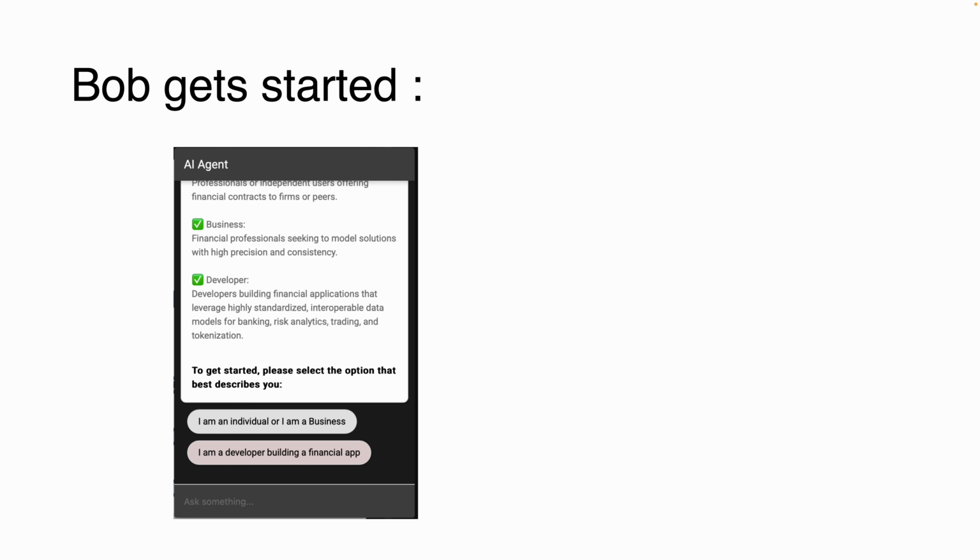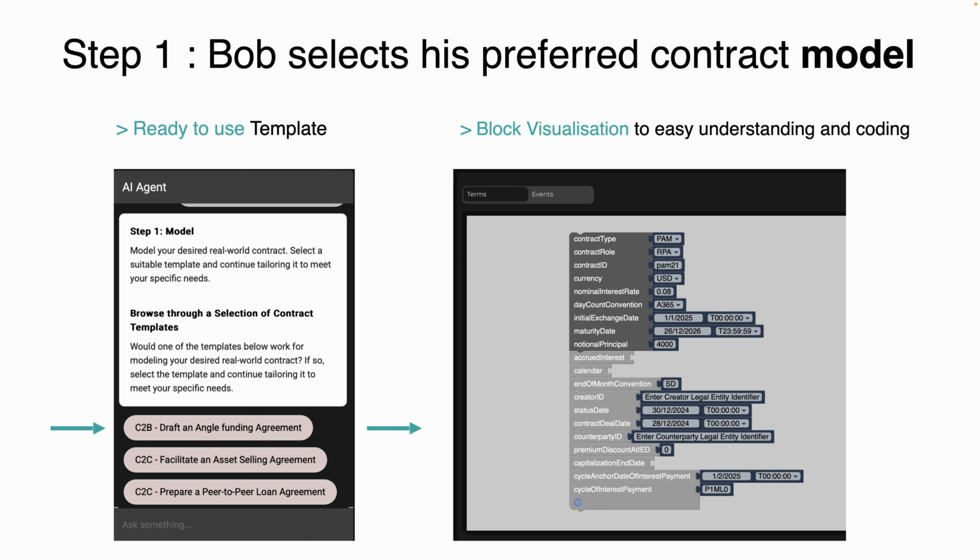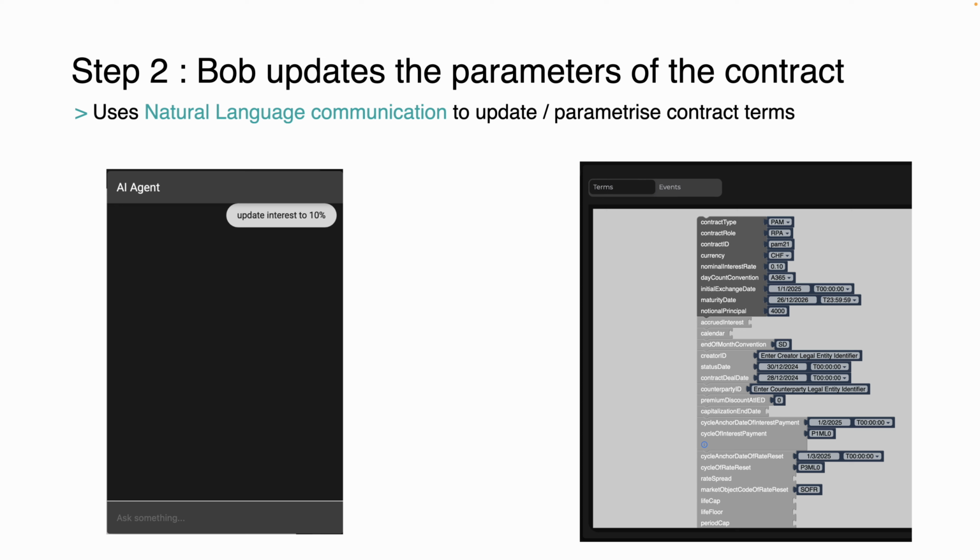Bob browses through the AI agent and selects the option that best describes him. He is then shown a set of predefined contract templates. He picks Angel Funding Agreement, and right away he sees the contract laid out in building blocks, making it easy to understand and work with. Bob can easily update contract terms using natural language in the chat window.